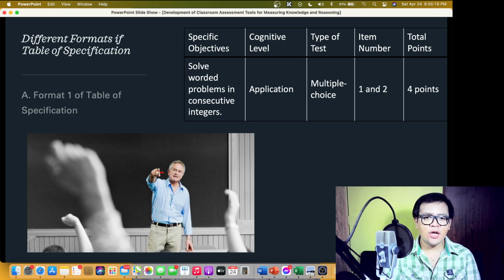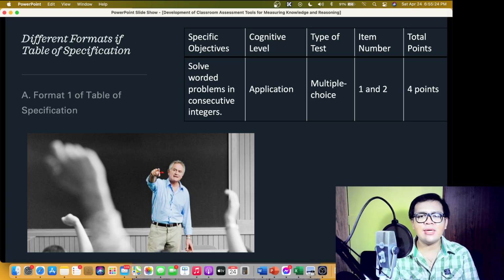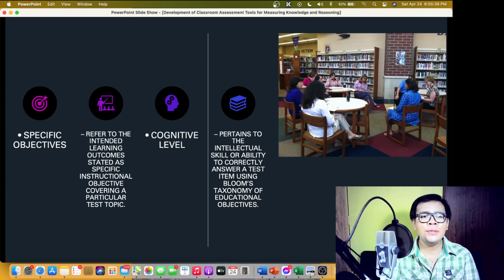With a specific objective, it has solved worded problems in consecutive integers. Say, for example, this is in mathematics. Cognitive level is more into the application. The type of test is multiple choice. The total number is either 1 or 2, and it has a total of 4 points, which per item is 2 points.